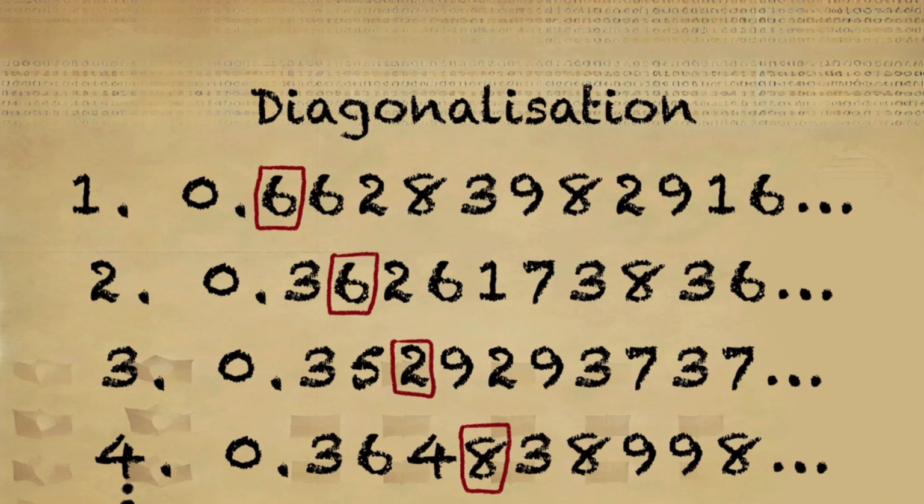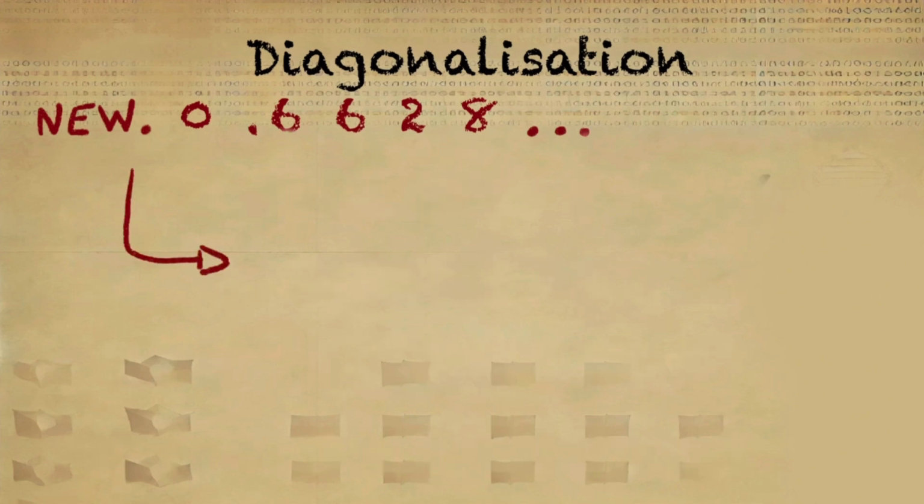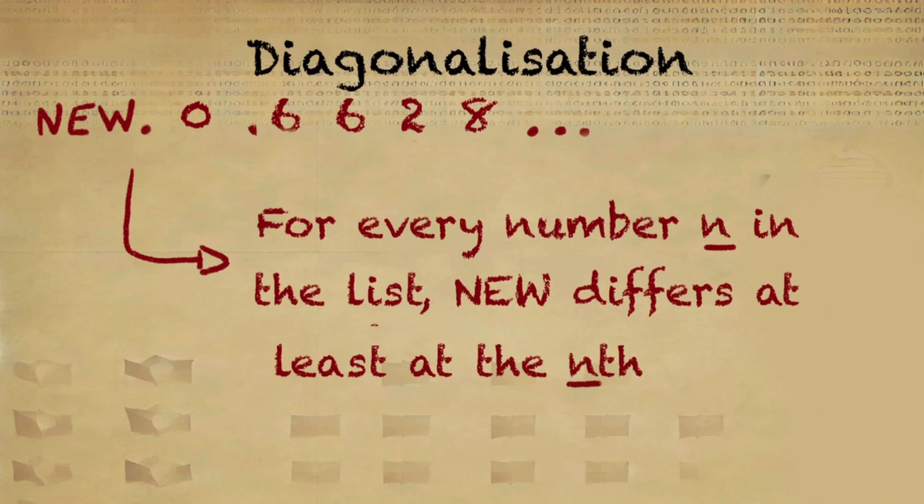The number that's created from this differs from every number in the list, regardless of the length of the list, by at least one digit. That is, it differs from the nth number at least at the nth digit. Therefore, it's a number that cannot appear in the list.